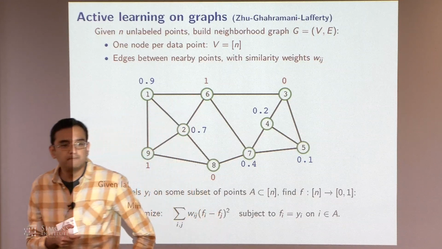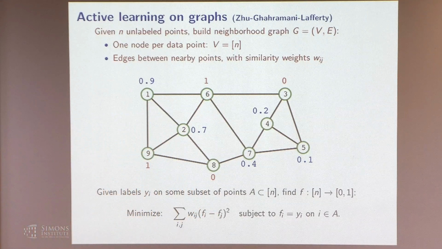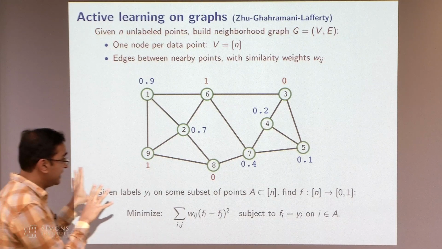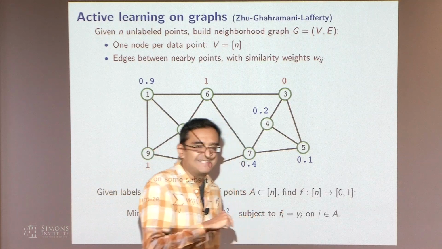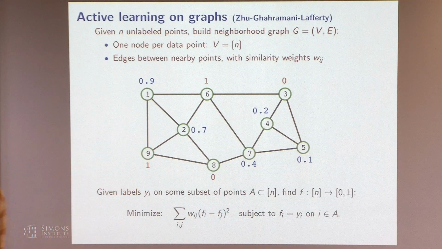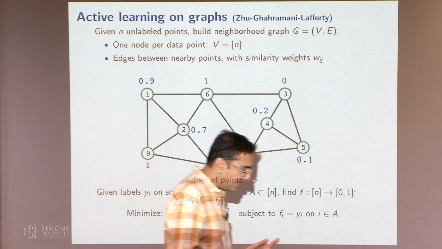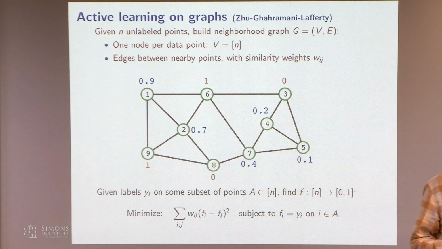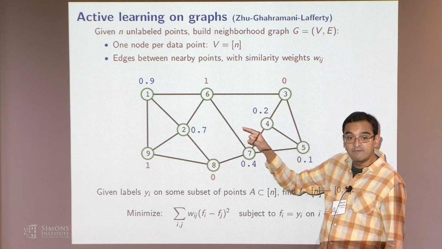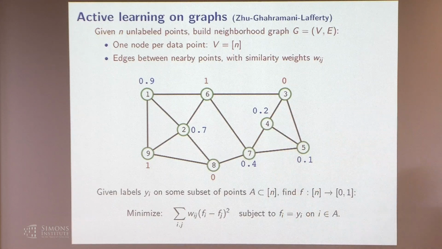What's a good choice of these initial label points? Right, so we'll get to that in a second. So how do we choose these points? Because as with any active learning scheme, it's going to be adaptive. So we're going to use these numbers to then figure out which one to pick next. Okay, so this is the overall setup.